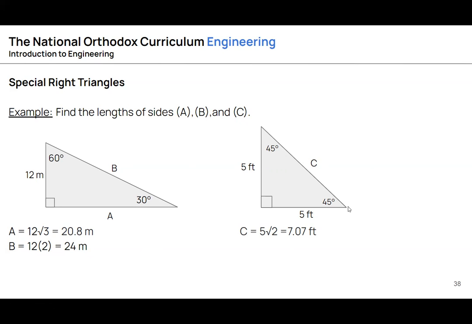And the final side is that C right here. It is a 45, 45, 90 triangle, which means the hypotenuse is the length of one of the sides, which is 5, times the square root of 2. And when we calculate it, it equals 7.07 feet.